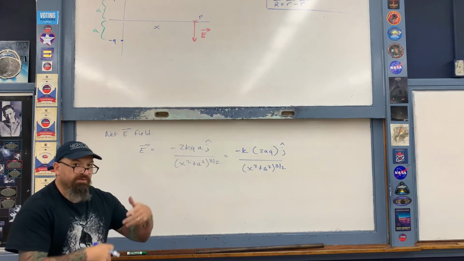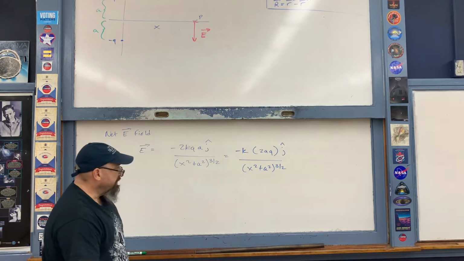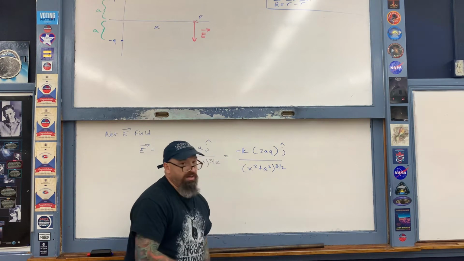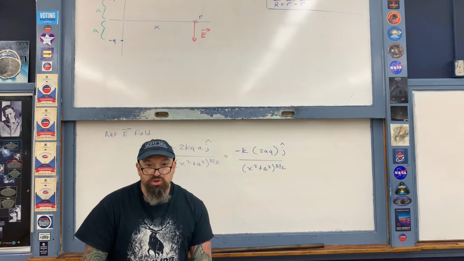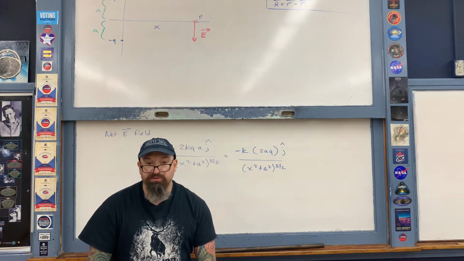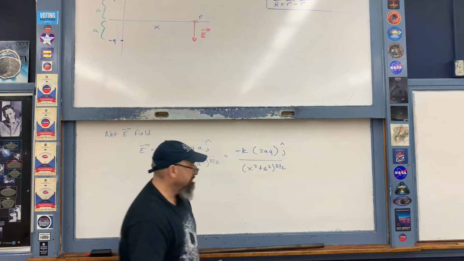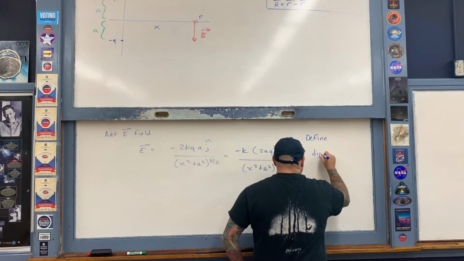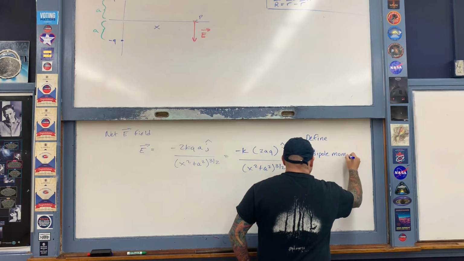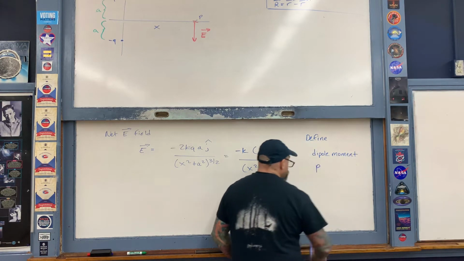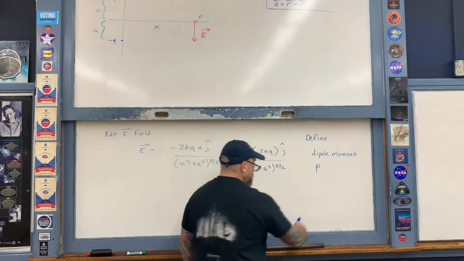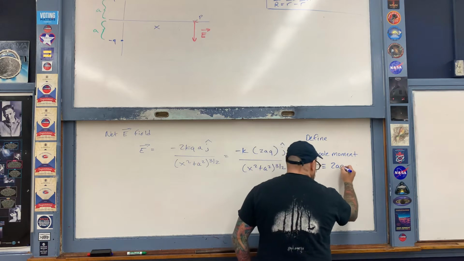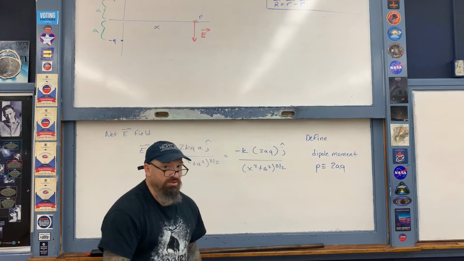Okay, my reason for moving terms around here, specifically in the numerator of the expression, is to get this new quantity, 2aq. This new quantity, 2aq, is given a name. It's referred to as the dipole moment. So let's now go ahead and define what's called the dipole moment. It's referred to as small p. It's equal to, by definition, the distance between the two charges, 2a, multiplied by the magnitude of the charge.